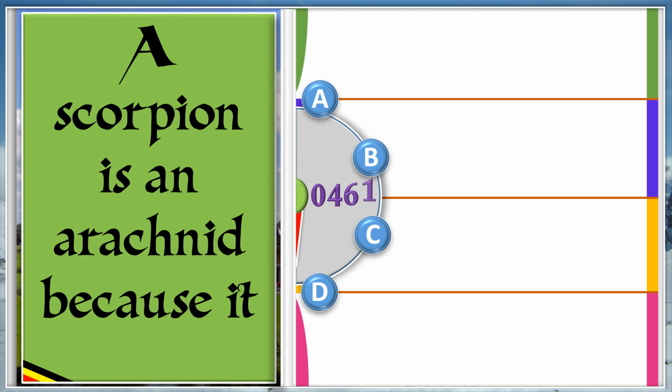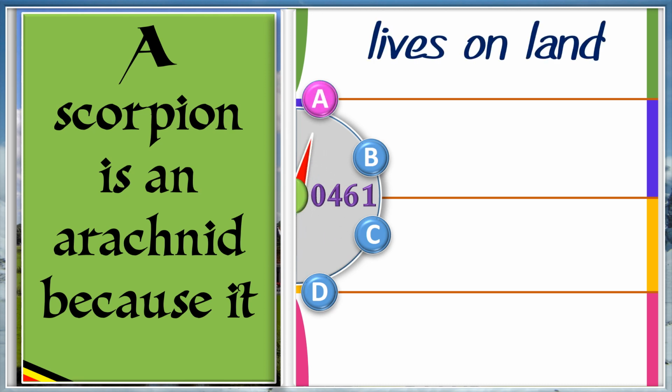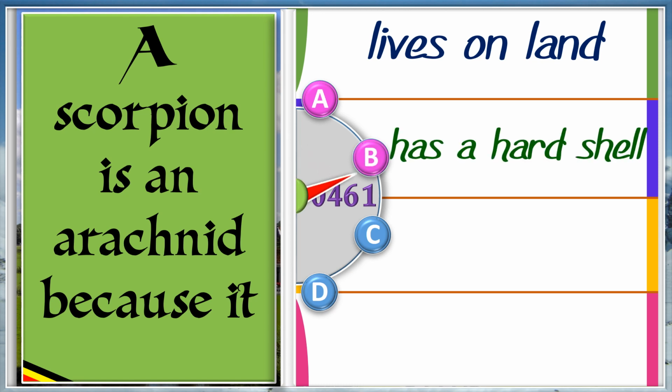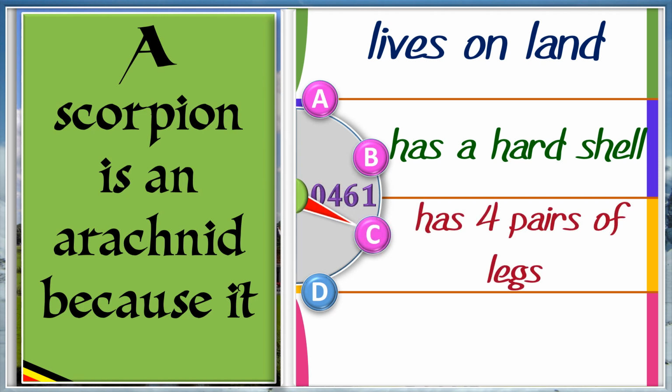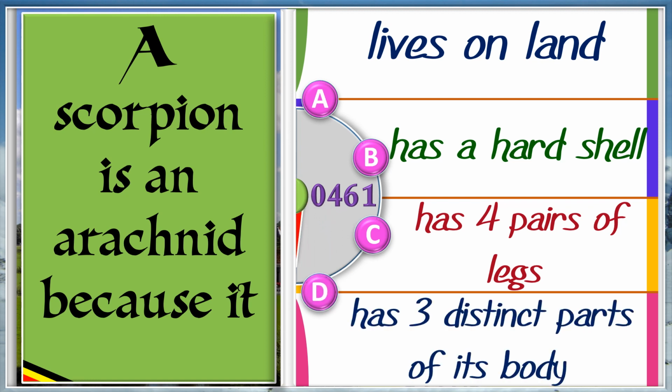A scorpion is an arachnid because it: A. Lives on land. B. Has a hard shell. C. Has 4 pairs of legs. D. Has 3 distinct parts of its body. And the answer is C. Has 4 pairs of legs.